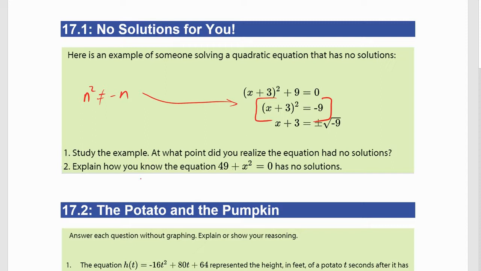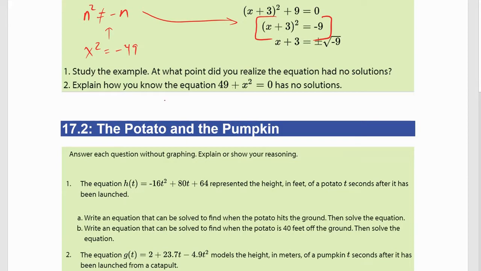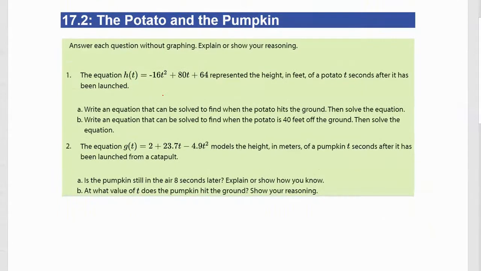So number 2, explain how you know that 49 plus x squared equals 0 has no solutions. It has no solutions because if you were to get rid of the 49, you'd have x squared equal to a negative number. And again, that's not a thing. When you square a number, you're not getting a negative, right? So if you had negative 7 squared, negative 7 times negative 7 is positive 49.